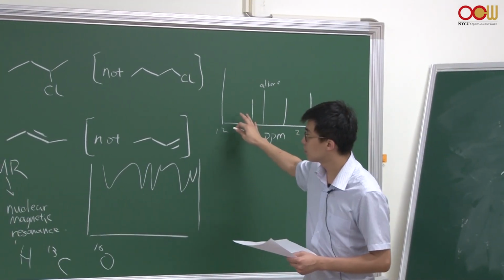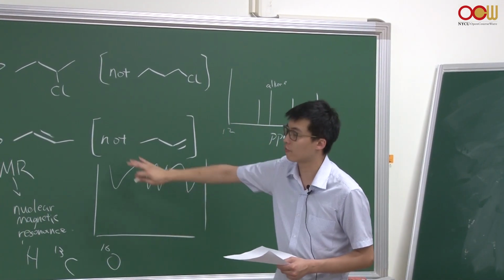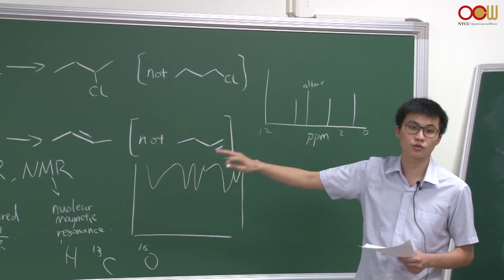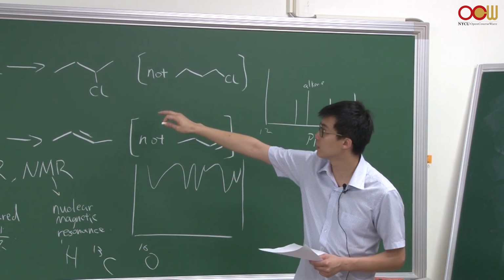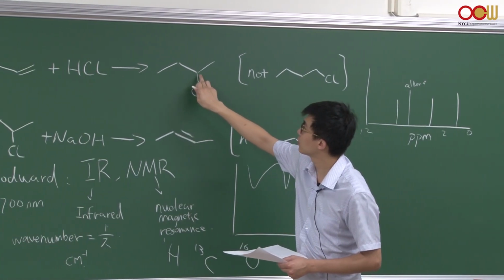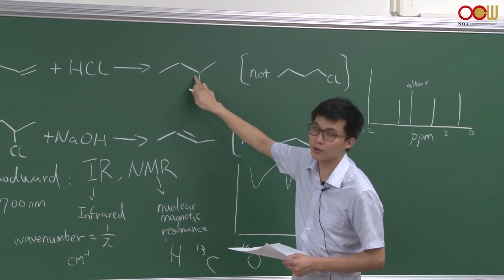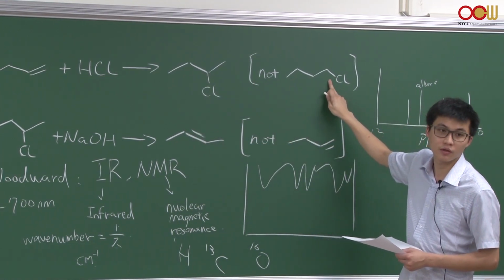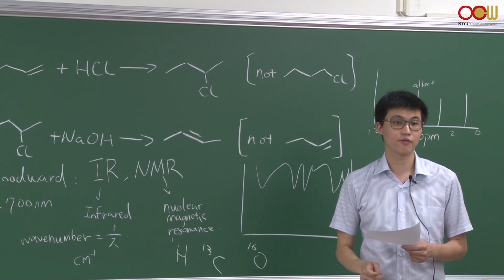You can use IR to confirm what kind of functional group you have, and then you can use NMR to double check, because depending on whether this chloro group is located at carbon number 2 versus carbon number 1, the chemical shifts are going to be different.